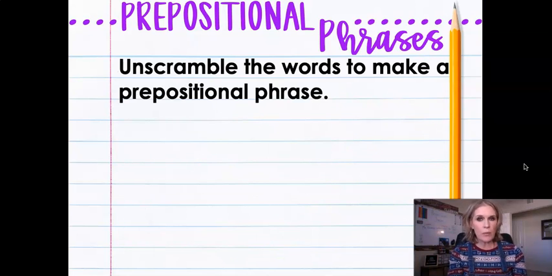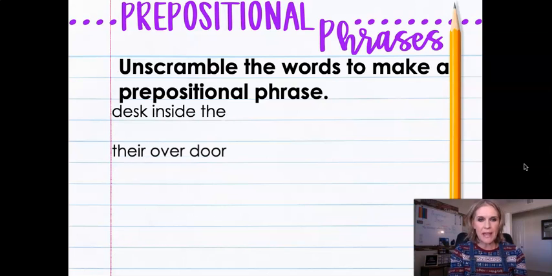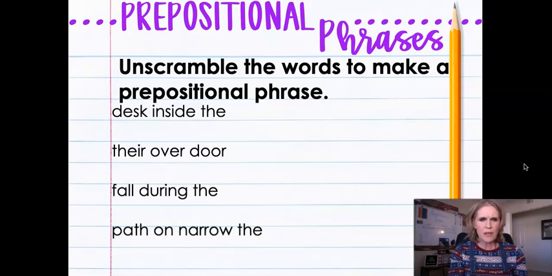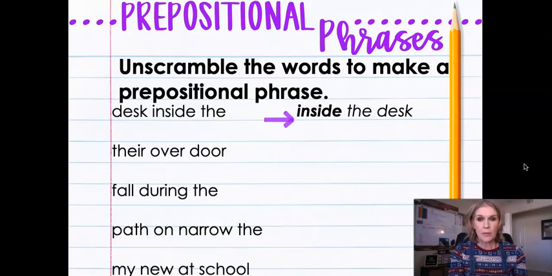Now we're going to unscramble the words to make a prepositional phrase. Now remember, prepositional phrases always need to begin with a preposition. Desk inside that. Well, that doesn't even make sense. The first word needs to be the preposition. Ooh, I know that inside is the preposition. So it needs to be inside the desk. There we go. Inside what? The desk. Desk is the object. Together, and all the words in between make up the prepositional phrase.